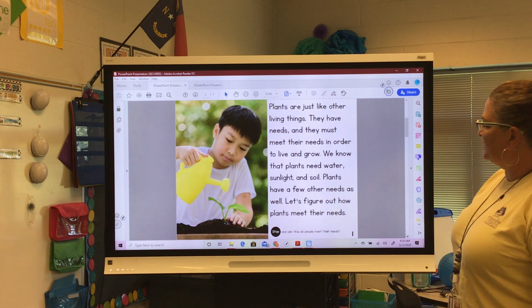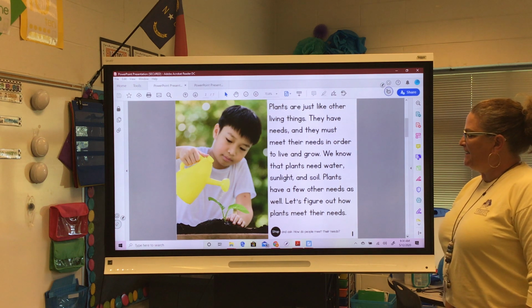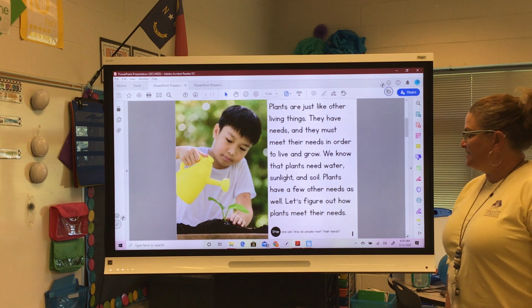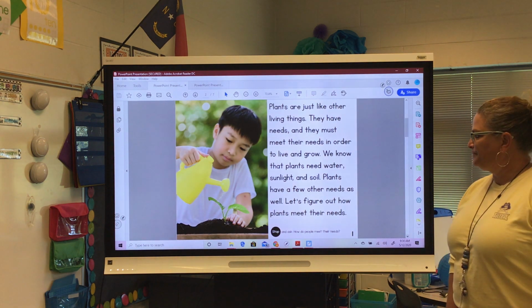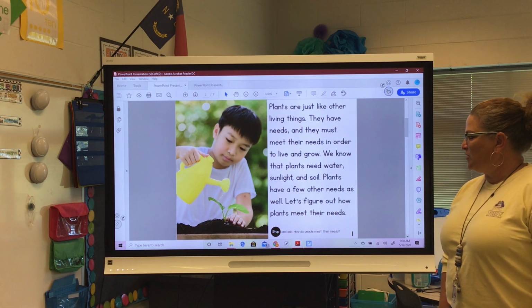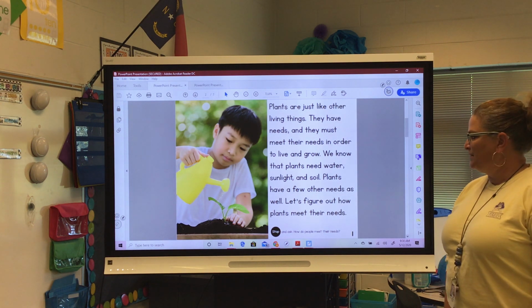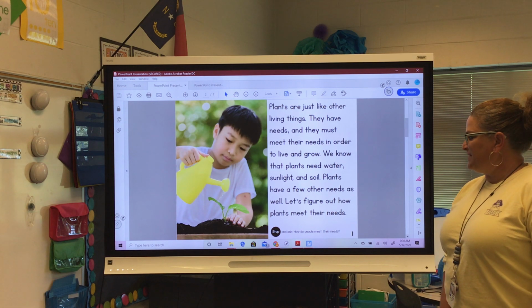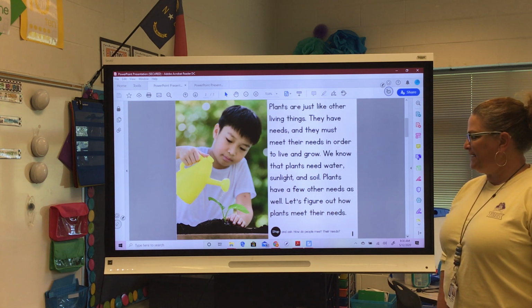Plants are just like other living things. They have needs and they must meet their needs in order to live and grow. We know that plants need water, sunlight, and soil. Plants have a few other needs as well. Let's figure out how plants meet some of their needs.